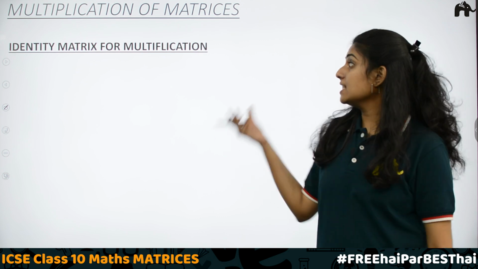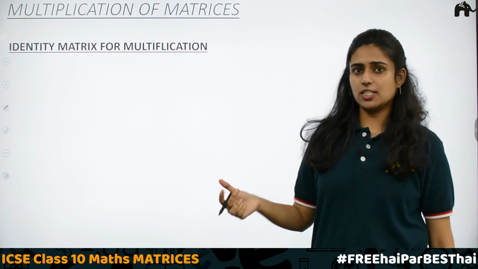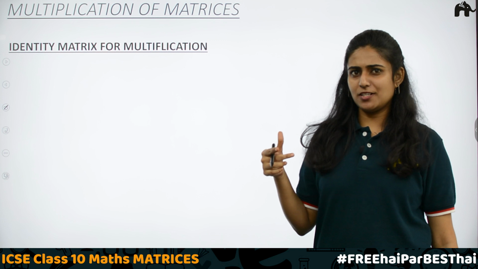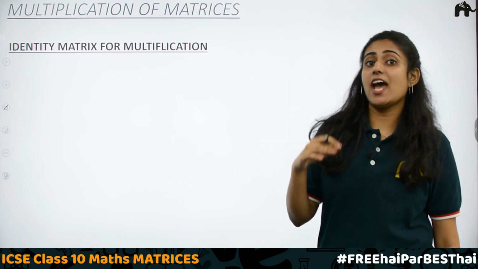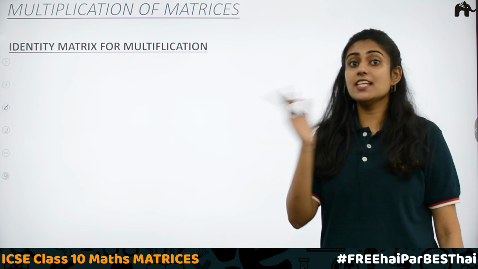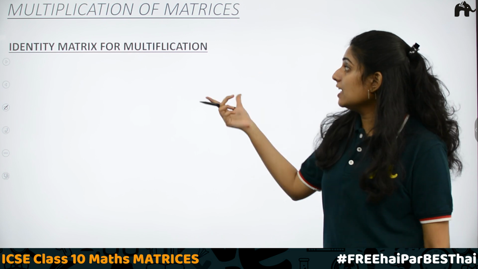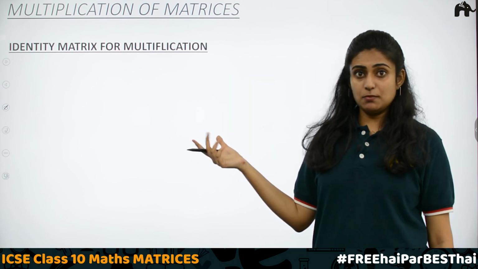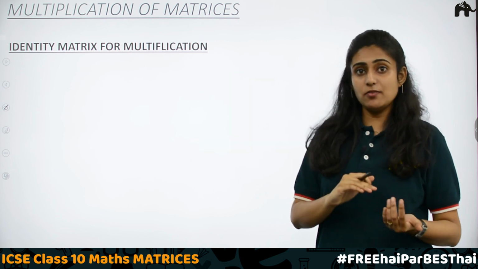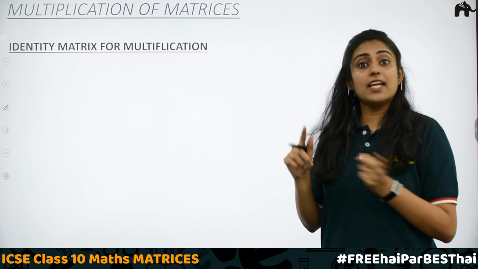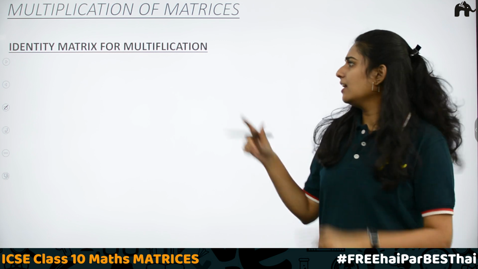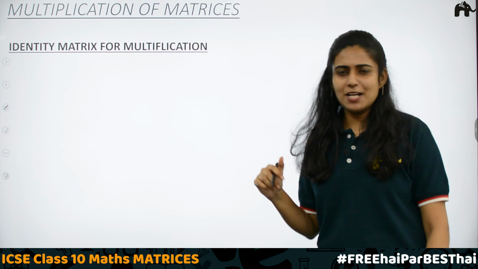Next, we have to discuss the identity matrix for multiplication. For addition, we had an identity matrix. You remember? When a matrix is added to a null matrix, you will be getting the same matrix. So, here identity matrix for multiplication means when a matrix is multiplied with the matrix, you will be getting the same matrix. Yes? Here, let us try with the null matrix.